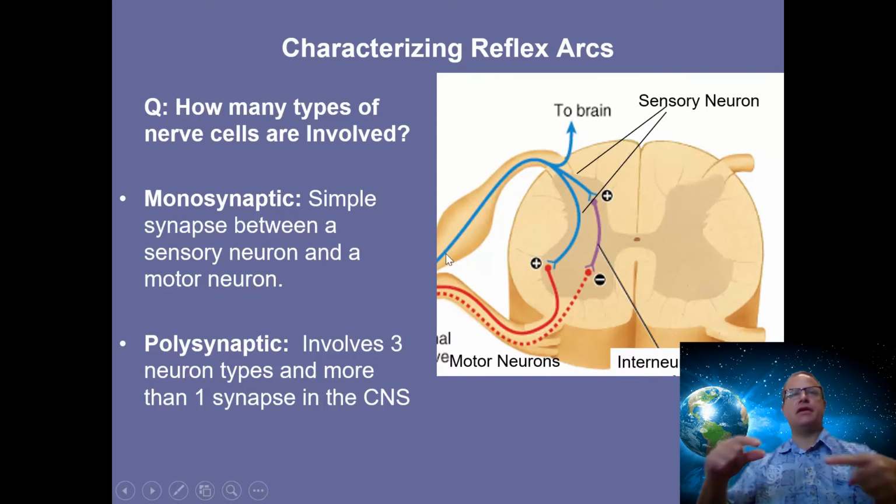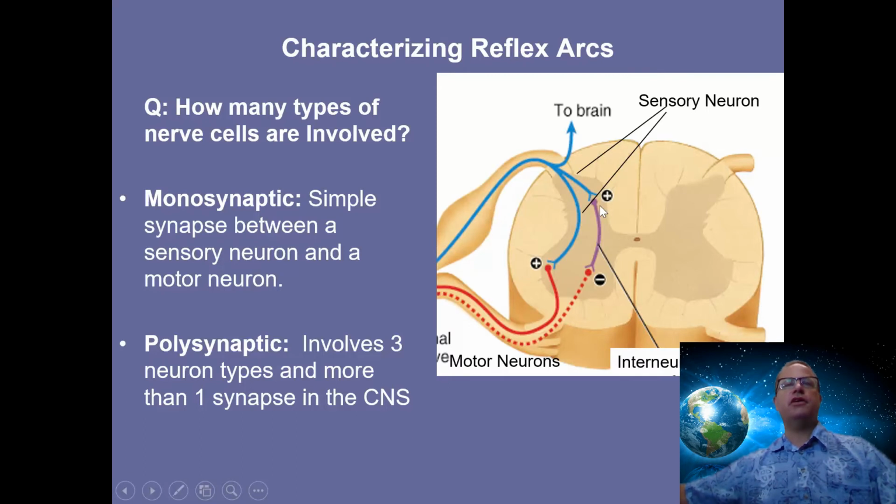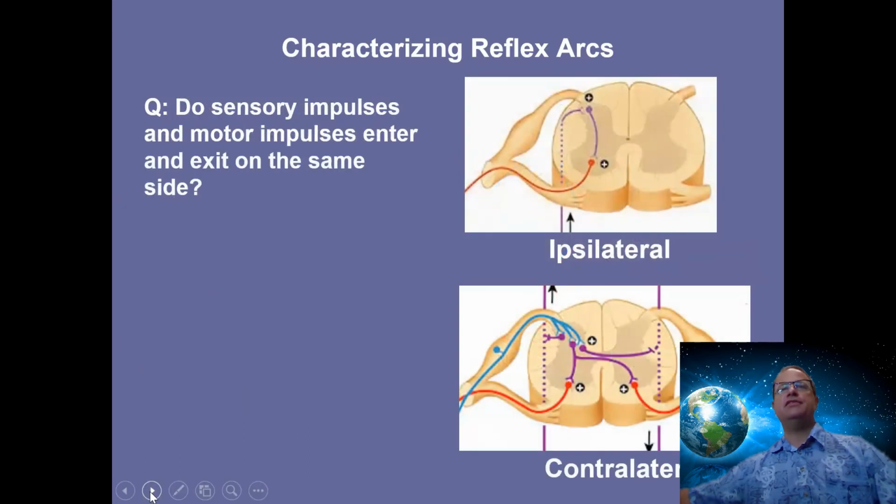On the other hand, we could look at a different version where we have a sensory neuron coming in. It talks to an interneuron. So already we have one synapse here. And then that interneuron talks to a motor neuron. There's a second synapse. So because there are two synapses, we call that polysynaptic. Okay, the next question is, what happens to the motor outputs?